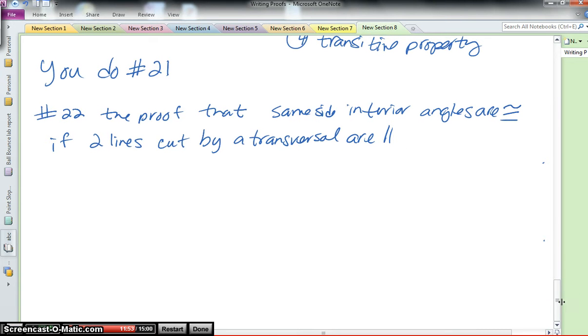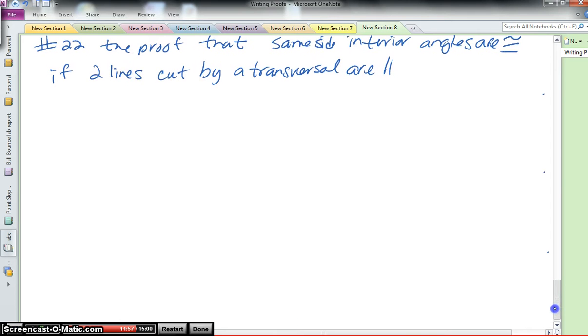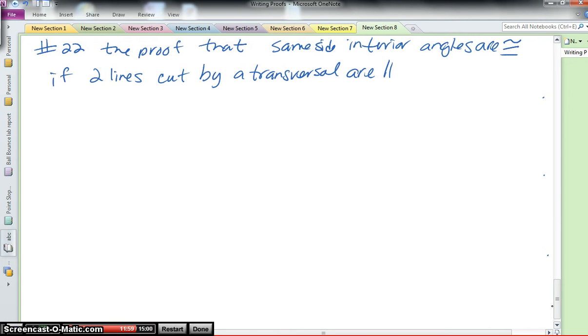How did 21 go? Go back and finish 21. We're going to take a look at number 22 that asks us to write a proof to theorem 3-3 that says if two parallel lines are cut by a transversal, then same side interior angles are supplementary.